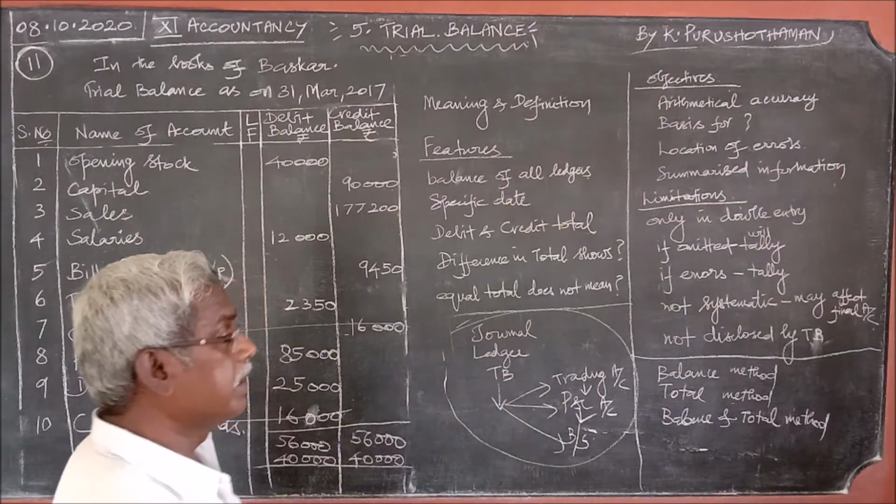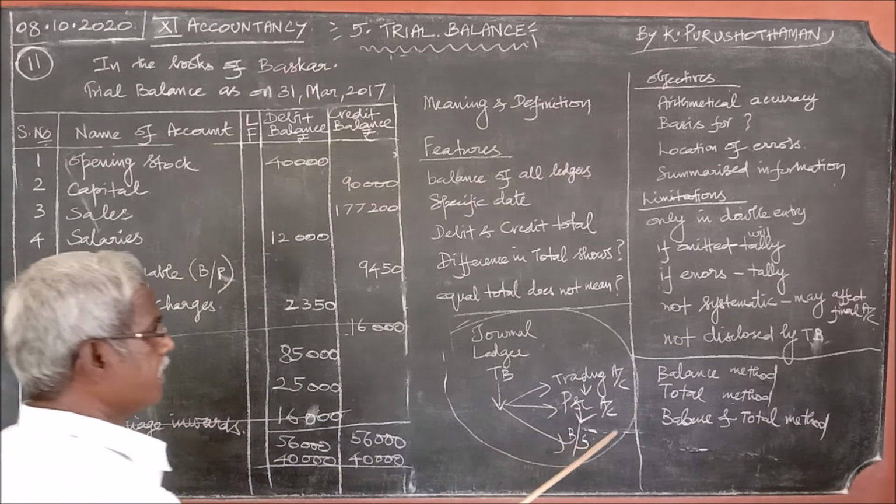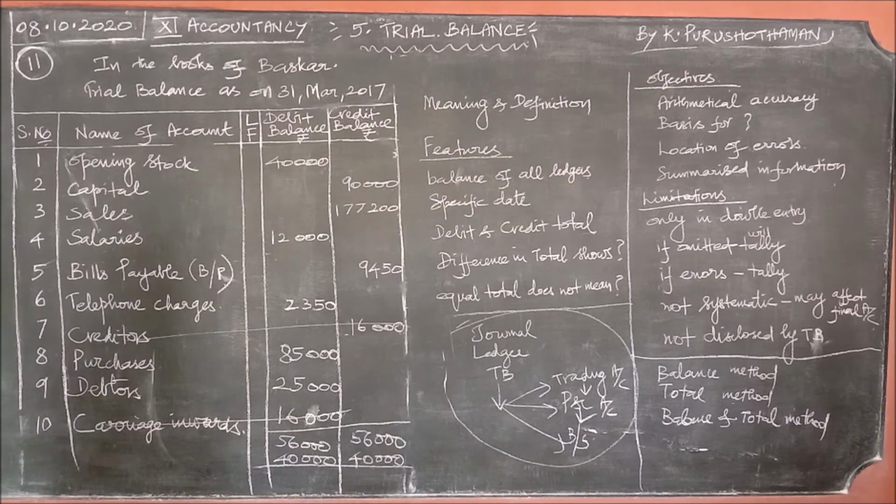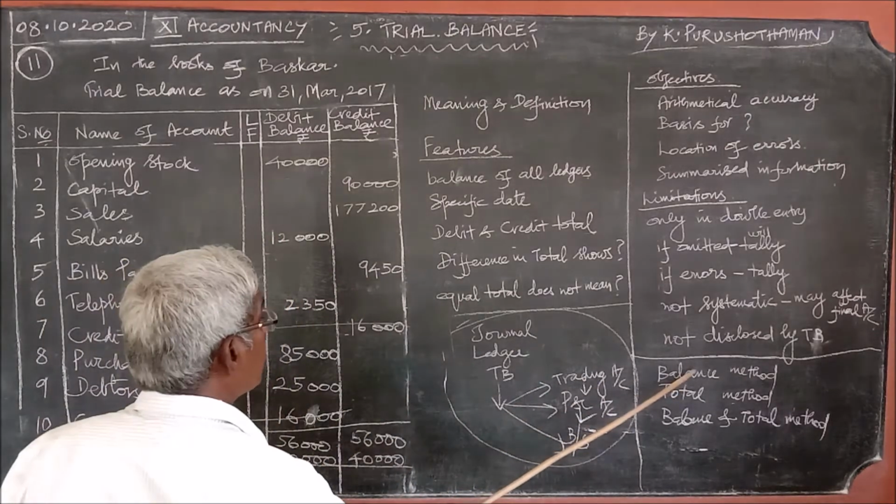And there are three methods. One method is the balance method. What is the balance method? This method here. For opening stock, the brought down is debit, you write the amount on the debit. For the capital, if the balance is credit, you write it on the credit. For the sales, if the balance brought down is on the credit, you write it there. For the salaries, if the balance brought down is on the debit, then you write the amount on the debit. That is called balance method.